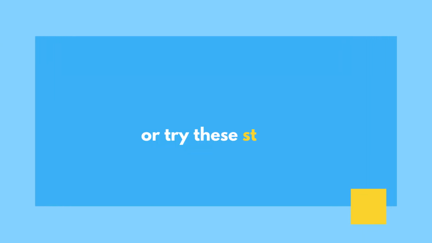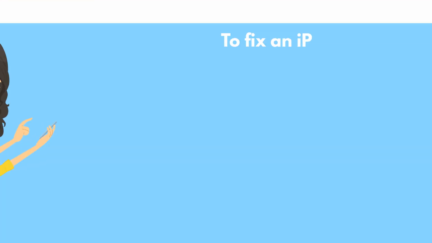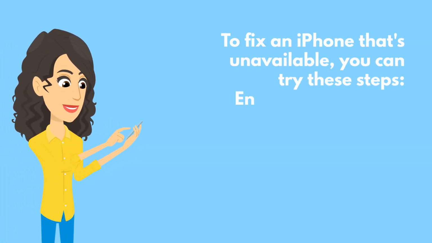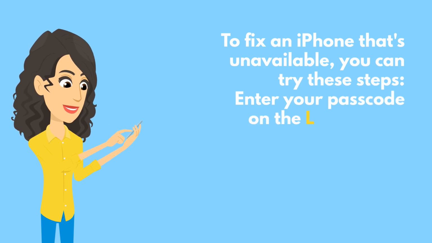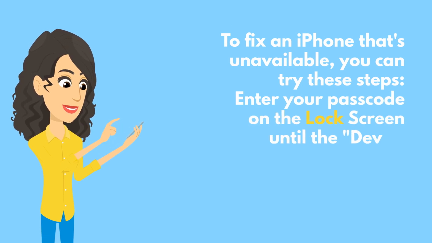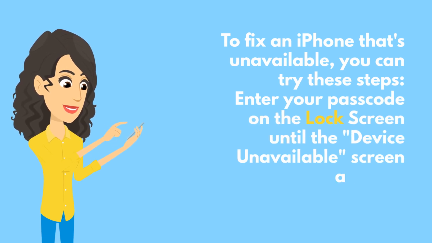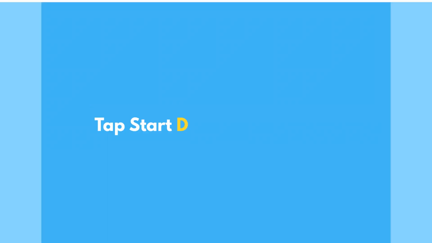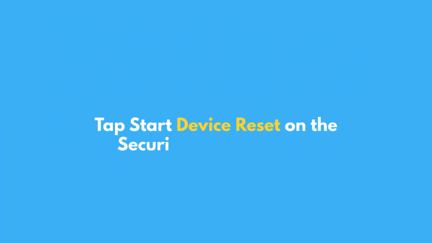Or try these steps. To fix an iPhone that's unavailable, you can try these steps. Enter your passcode on the lock screen until the Device Unavailable screen appears. Tap Forgot Passcode in the bottom corner of the screen. Tap Start Device Reset on the Security Lockout screen.